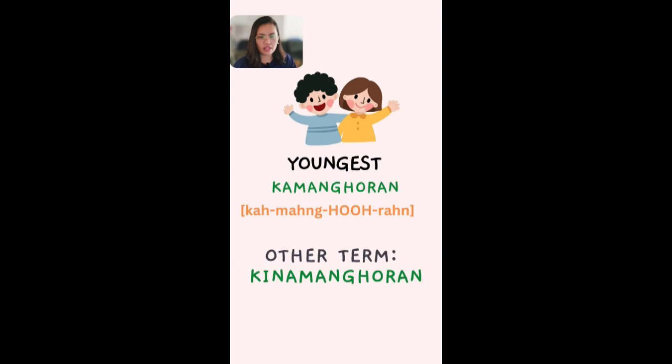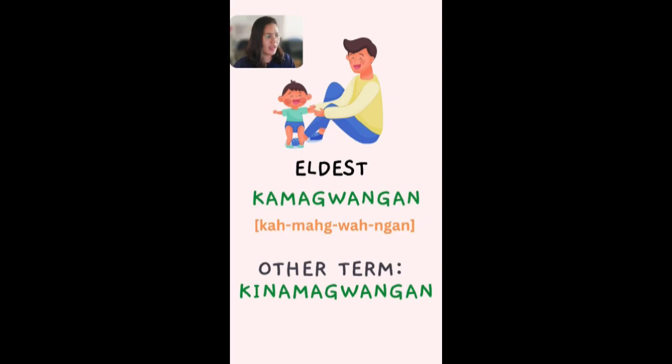So youngest is kamanghuran. Another term is kinamanghuran. Okay, kamanghuran or kinamanghuran. Next one we have eldest. Eldest is kamagwangan. The other term is kinamagwangan, or kinamagulangan. So, we have the magulang version, kinamagulangan or kinamagwangan. I'll just use kamagwangan.